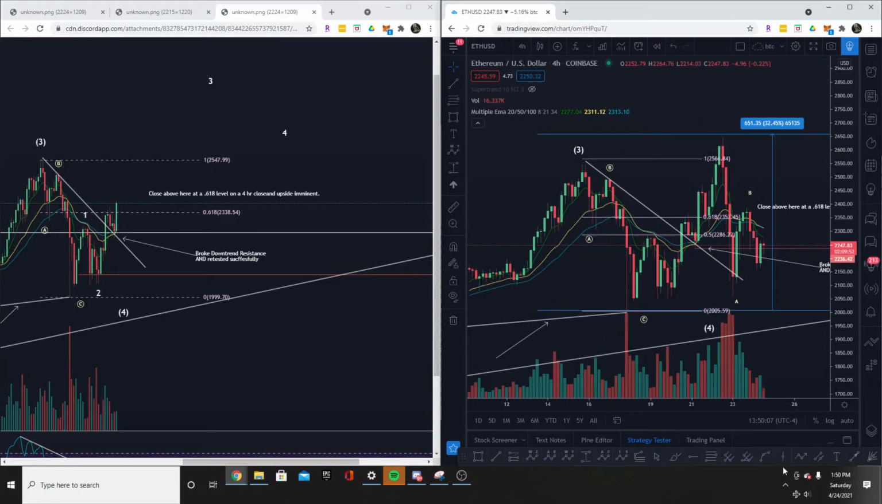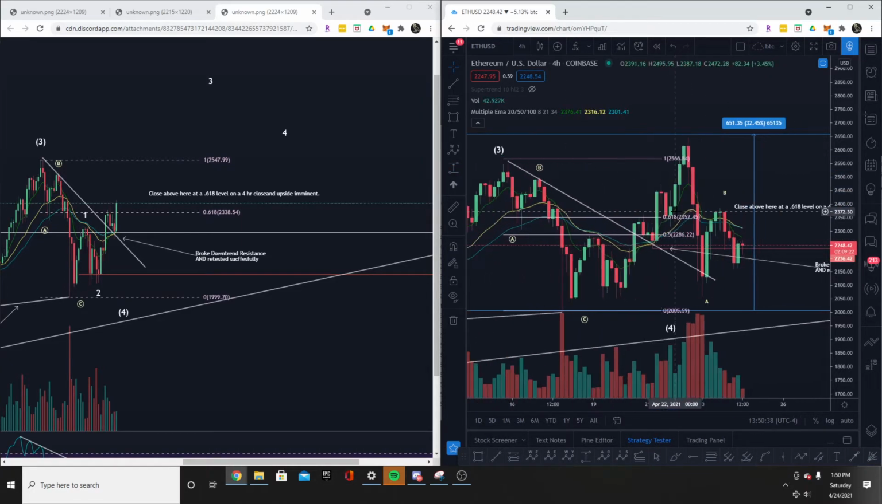Let's see how. Where's the long position? Well, I can't find it. Oh, here you go. Can't see anything on this. Well, you get the idea. I was just targeting around here. 7% move. You can have a tight stop.